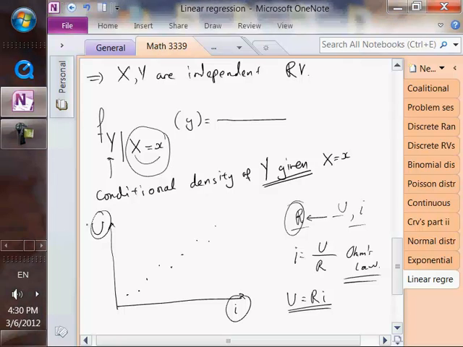All right? Had there been no errors, everything would have been perfectly on a straight line. Since there are errors, you don't have a straight line, but you have data points up and down the straight line. So the straight line lies in the middle of the scatter plot, in the middle of the point cloud.